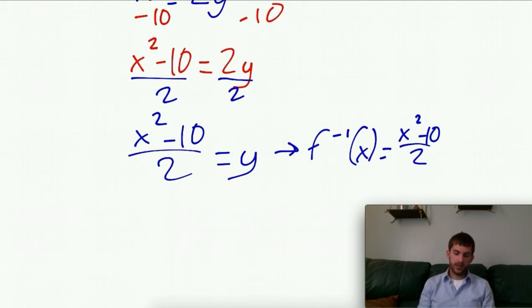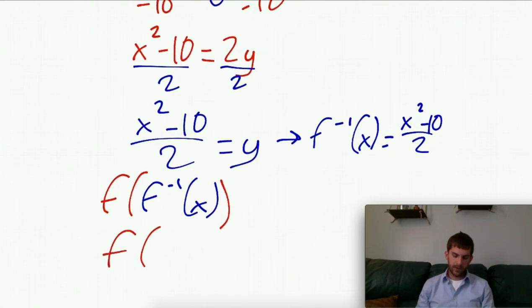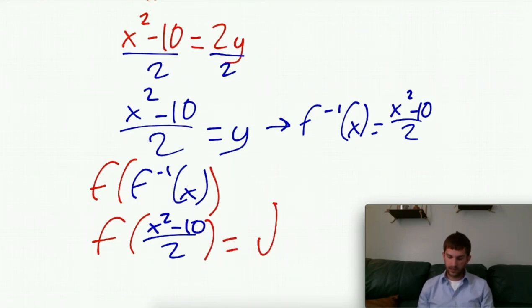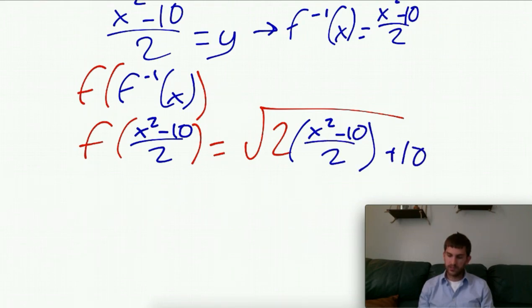So now we're going to do what we did on the previous problem. We'll do f of, and then we're going to plug in the inverse function. So f of the inverse function that we just got. We have x squared minus 10 over 2. We're going to plug that whole thing in for the x in function f. So it's going to look like this. We're going to have the square root of 2 times our x value. Well, our x value is now x squared minus 10 over 2. And then we have that plus 10 that was still underneath our square root.